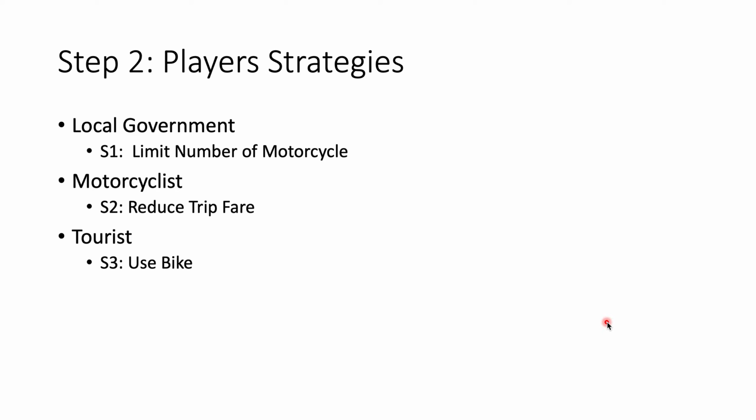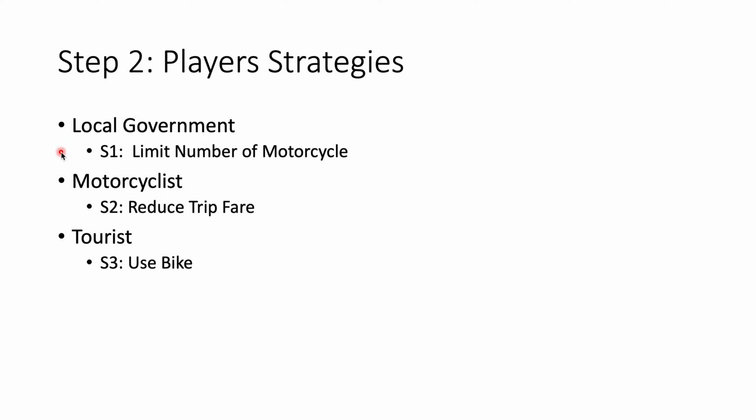On step 1, from the passage that we have read before, the players are the local government, motorcyclists, and also tourists. So we have 3 players here. On step 2, where we define the player strategies, each player has one strategy. For the local government, the strategy is to limit the number of motorcycles. For motorcyclists, their strategy is to reduce trip fare, and tourists just use bikes. So we have 3 strategies here, S1, S2, and S3.